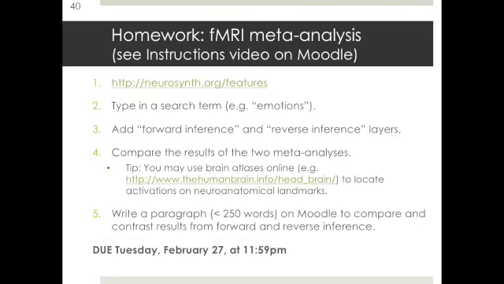For homework, please see the instructions video on Moodle, but I'd like you to do a functional MRI meta-analysis using both forward and reverse inference. So go to the website. I did a version of it in the other instruction video, which I've already posted on Moodle, but I just want you to think of a search term that you'd like to use, do a meta-analysis using the Neurosynth website, figure out where you're seeing activity in the brain, and write a paragraph about your findings.